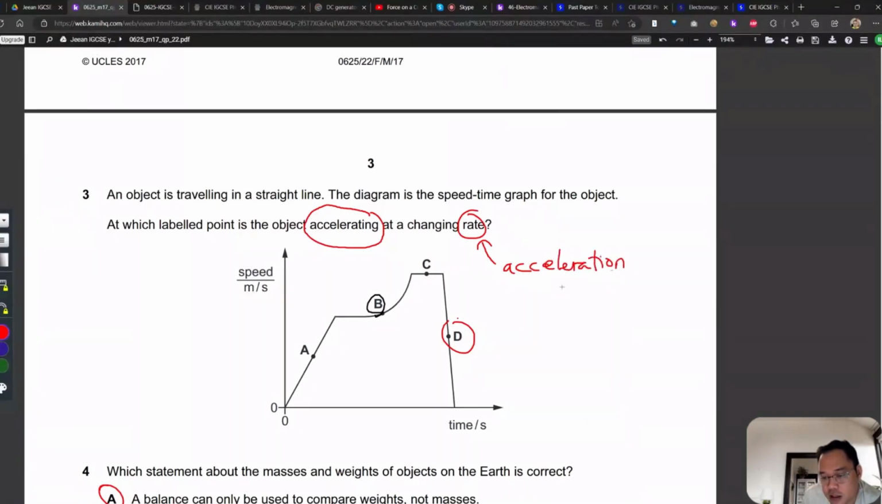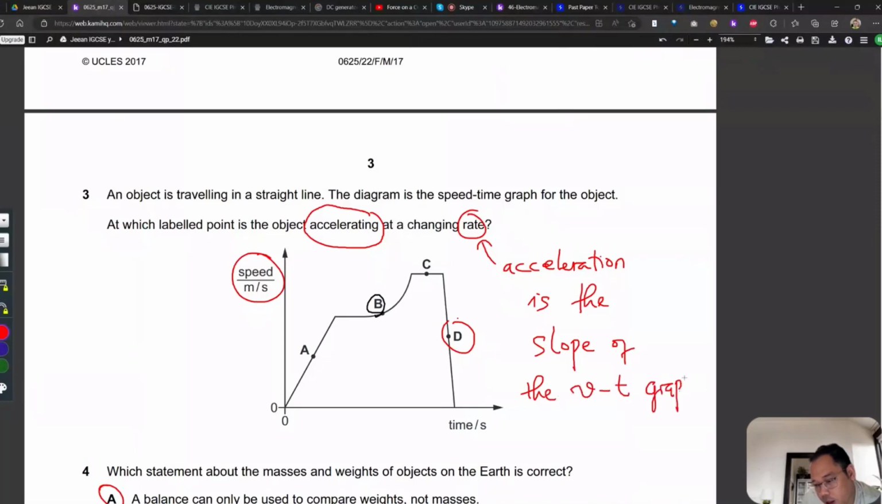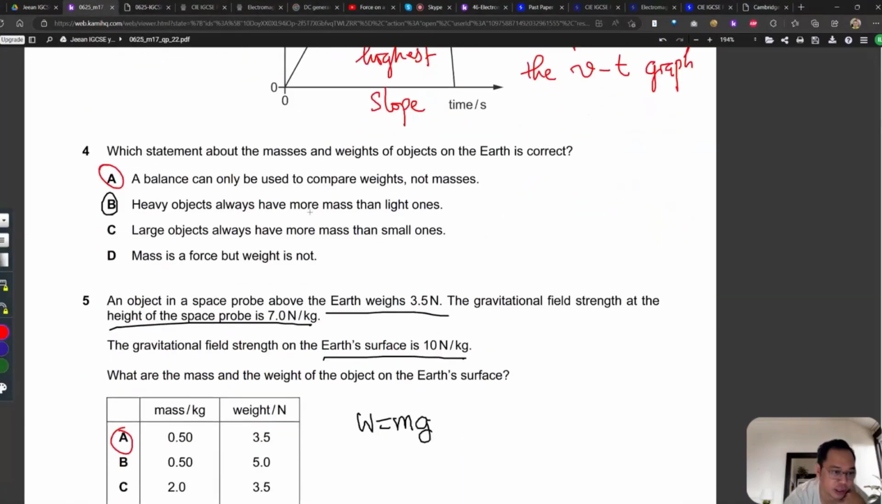And acceleration is determined on this graph, the speed versus time graph. Okay, acceleration is the gradient of the graph, the slope of the speed versus time graph. And therefore the part D here has the highest slope. You see, the slope is so high, and therefore it has the highest acceleration. Now keep doing this question paper.